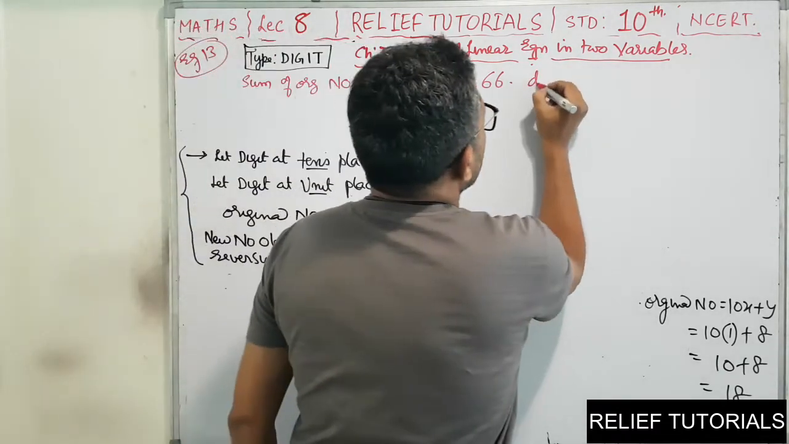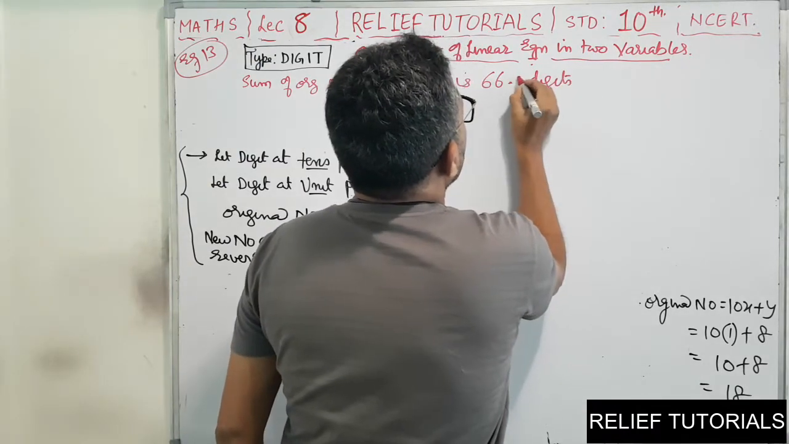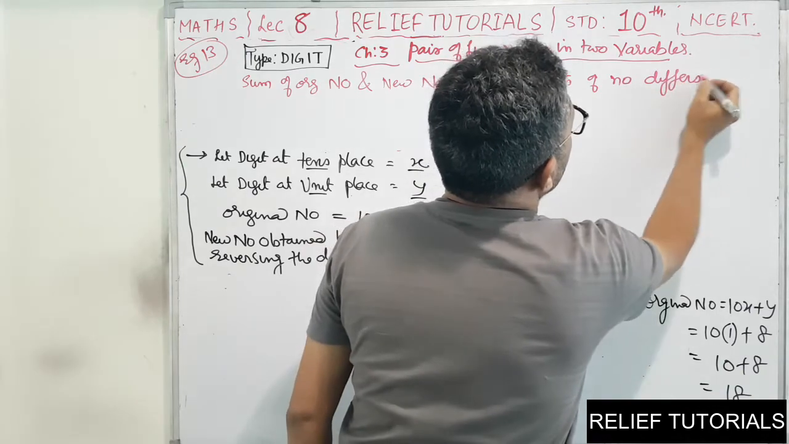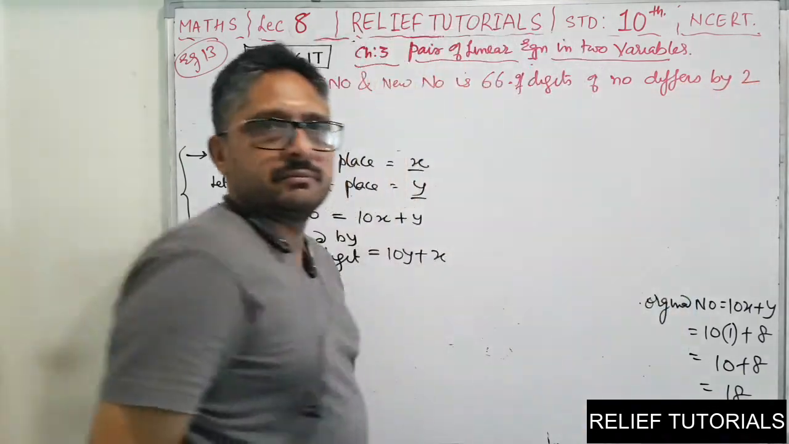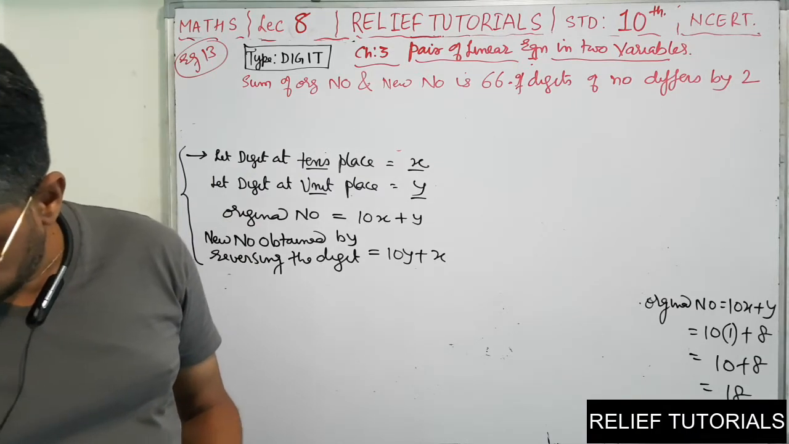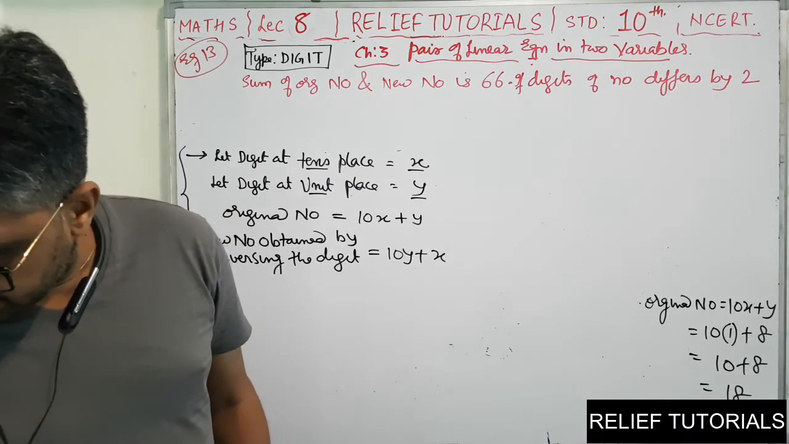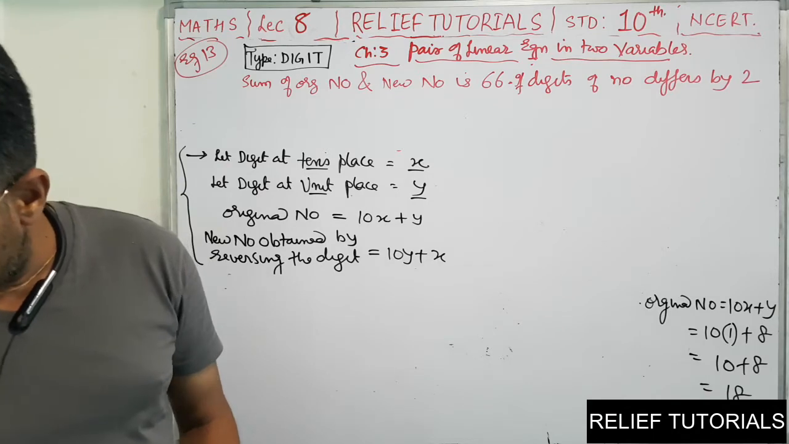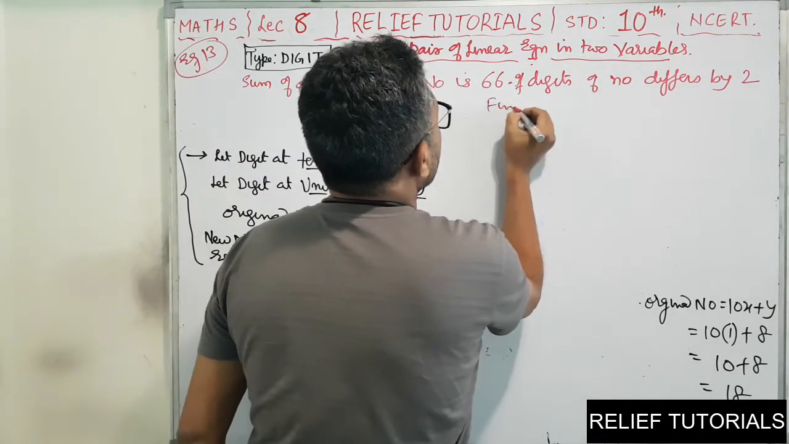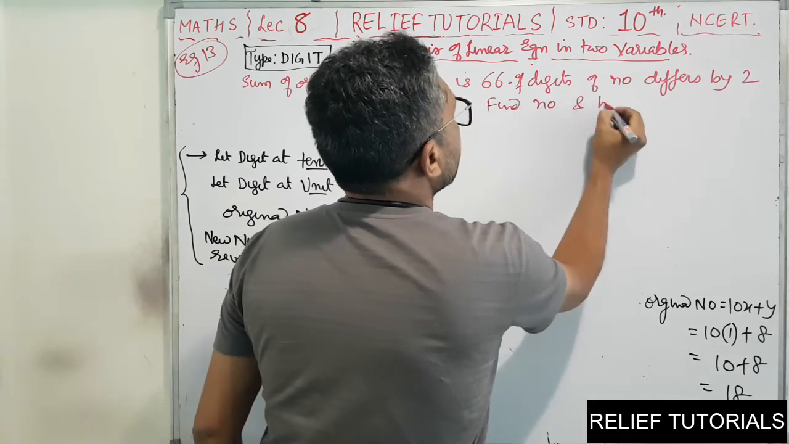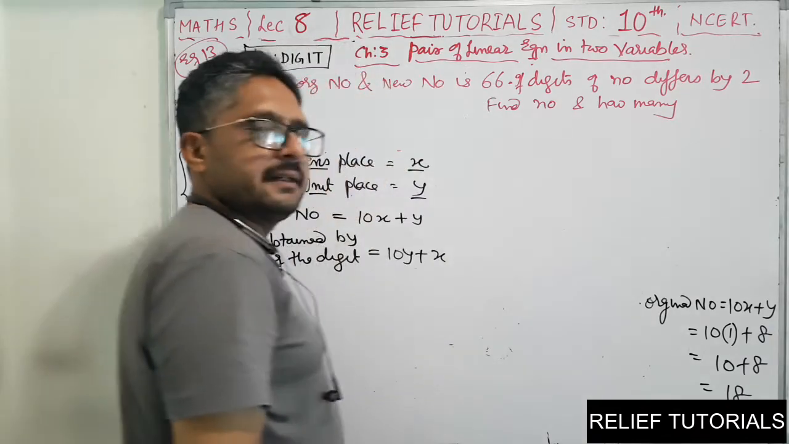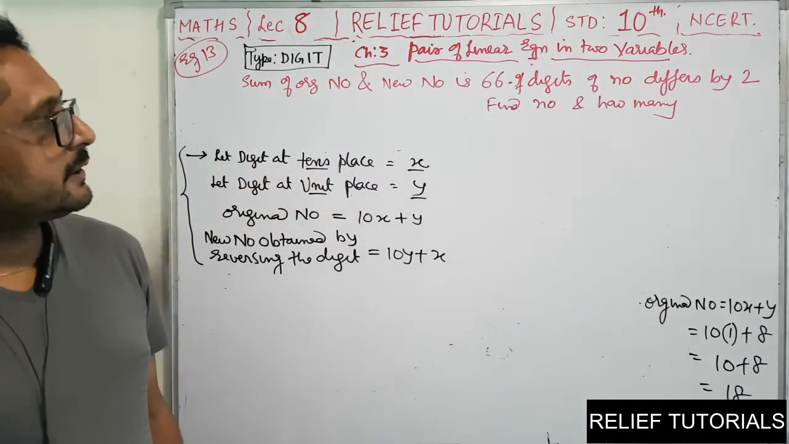Second, if the digits of the number differ by 2. So the digits of the number differ by 2. Find the numbers. How many such numbers are there? Find the numbers and how many such numbers are there. Have you got it, friends?